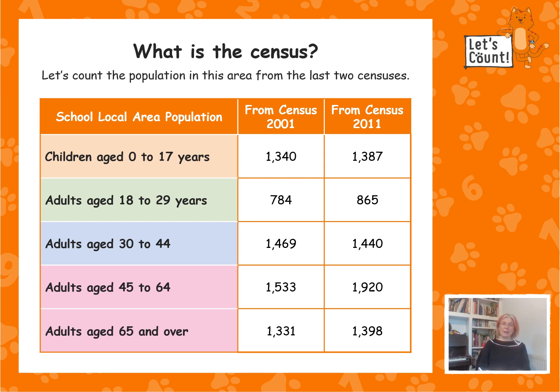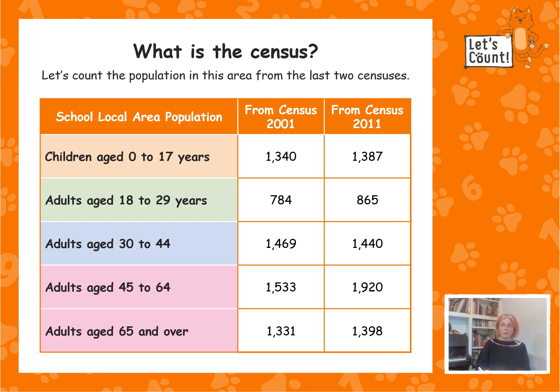I'm going to tell you a couple of things that I noticed about this data. I looked at the children aged 0 to 17. That age range is everyone who is defined as being a child, either at school or before they go to school. I noticed that the number has not changed much in those 10 years. It's risen slightly by 47, but that's not a big change when we look at the overall number of 1,300.